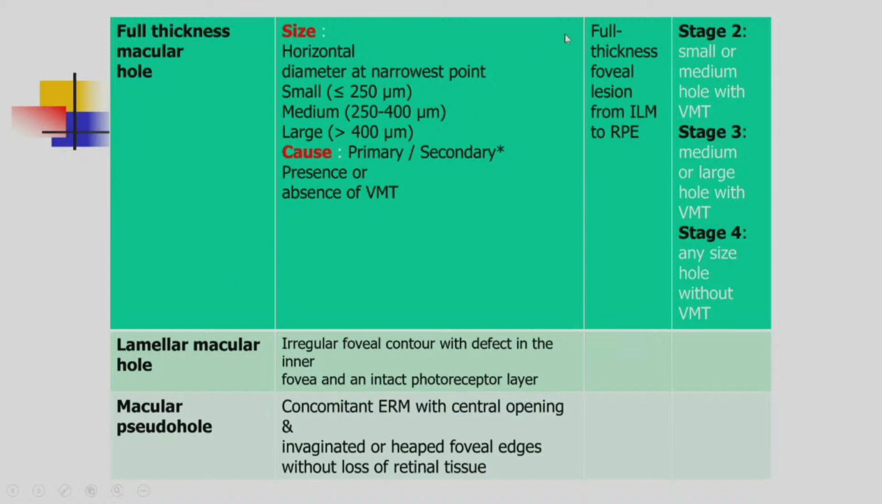Also, you should know that definition of full thickness macular hole is full thickness foveal lesion from ILM till the RPE, which 10 layers I show. Lamellar macular hole is defined as irregular contour with defect in the inner fovea, but intact photoreceptor layer, because it is not extended up to the photoreceptor layer. And pseudomacular hole is because of the concomitant ERM with central opening and heaped up foveal edges. So this definition also you should know. What is full thickness, what is lamellar macular hole, and what is macular pseudo hole. Pseudo hole always say it's because of primarily ERM.